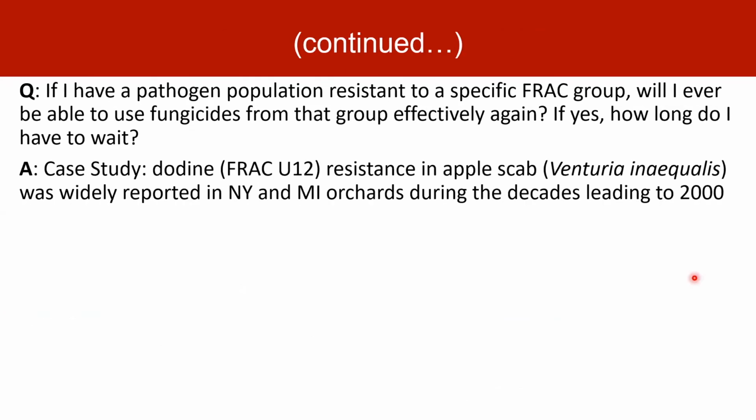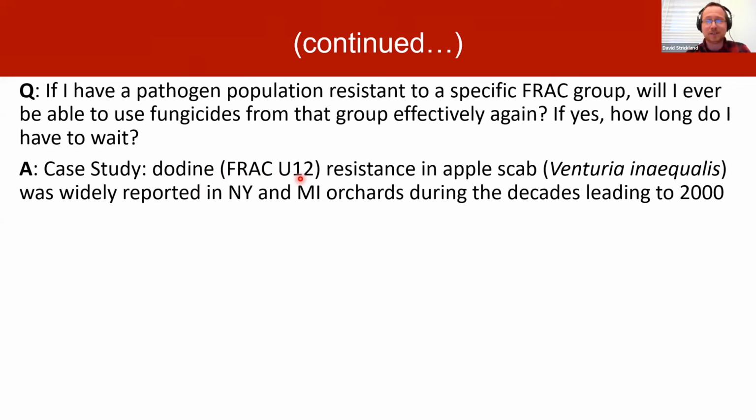To give you a case study, to see how long you might have to wait for sensitivity to a particular FRAC group to come back: in apple, there's a disease called apple scab caused by a fungus called Venturia inaequalis. And in the years leading up to 2000, in New York and Michigan orchards, there was a compound called dodine, FRAC group U12, that was incredibly effective against this pathogen, and it was used very widely. However, resistance appeared, and we had to take it off the market.